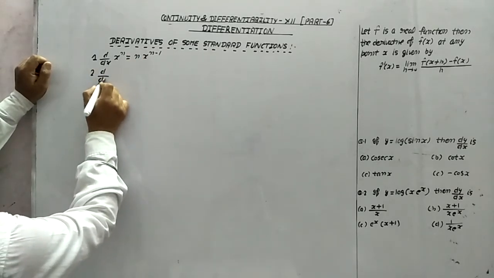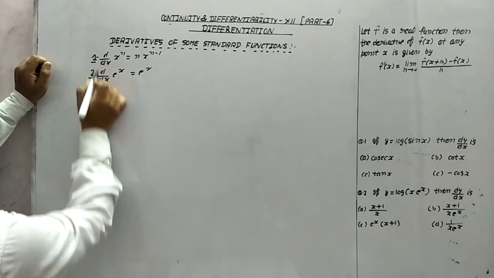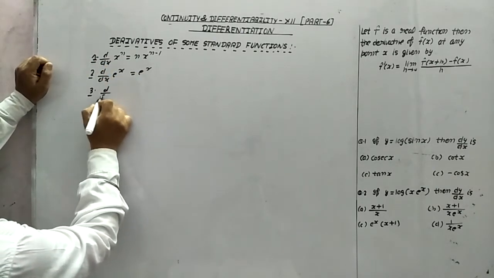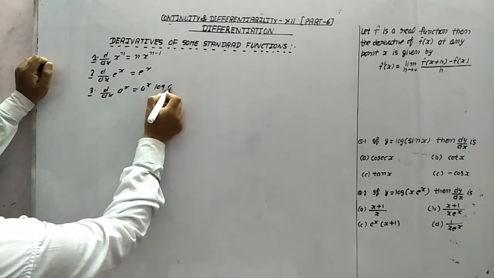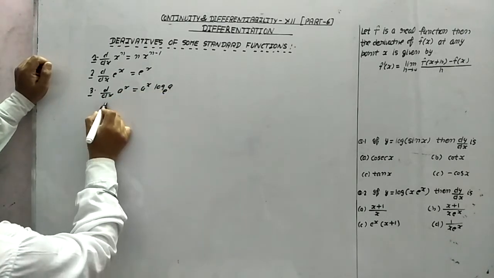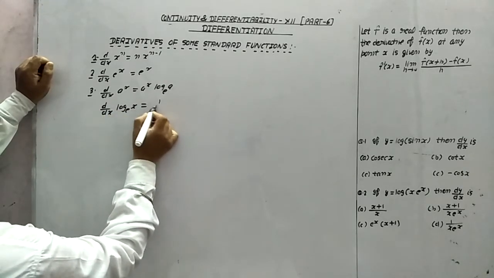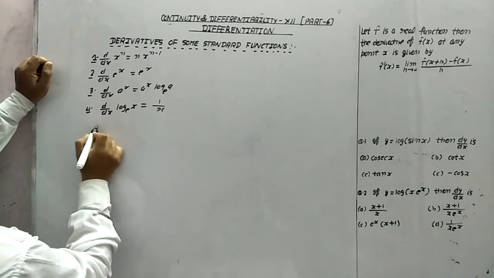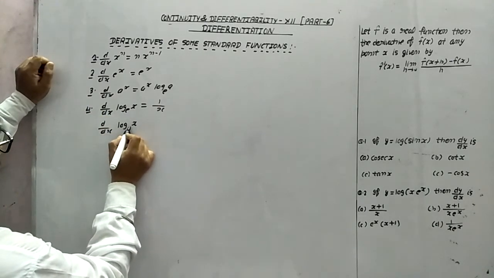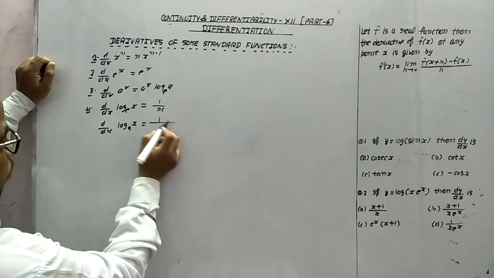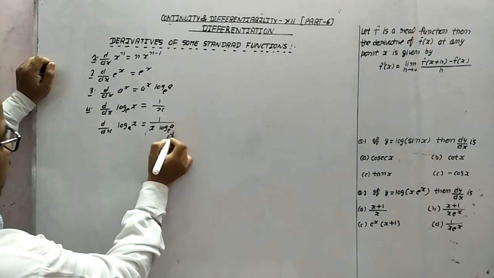D by dx of e raised to power x. E raised to power x means e raised to power x only. Now d by dx of a raised to power x is a raised to power x log a base e. Now d by dx of log x, and this is when base is e, this is 1 upon x. Now d by dx of log x when base is different, that is a, this is 1 upon x log a base e.